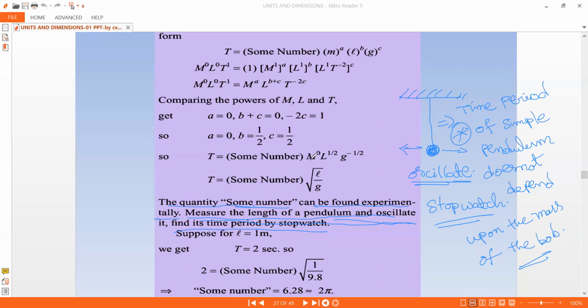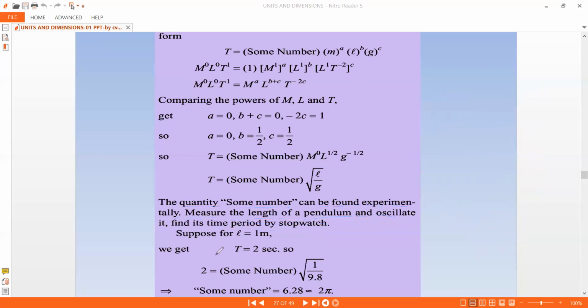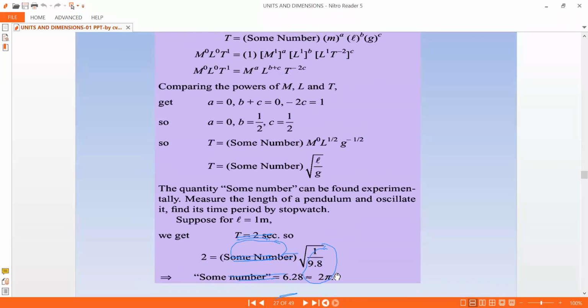If you want to make a note on these things, you can pause the video and make a note. So here you go, suppose these are the considerations the experiment takes: L is 1 meter, and you get T is equal to 2 seconds for small oscillations. So 2 is equal to some number multiplied by root of 1 by G, where the value of G is 9.8. That some number happens to be 6.28, which is the value of 2 pi.